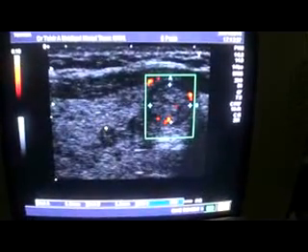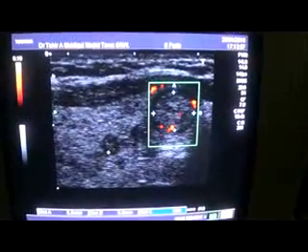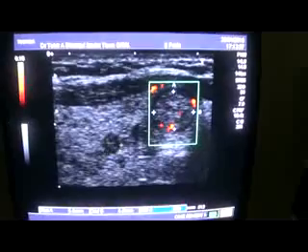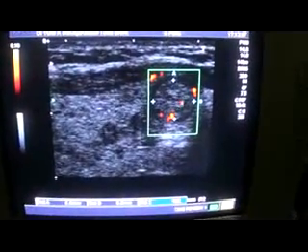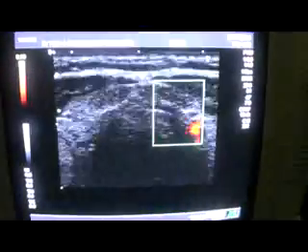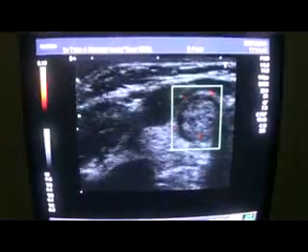Now I want to show you another hypoechoic area, which is in fact the parathyroid gland, and it's not a focal lesion or any pathology. This is the pathology, focal mass lesion, solid. So there are two lesions.